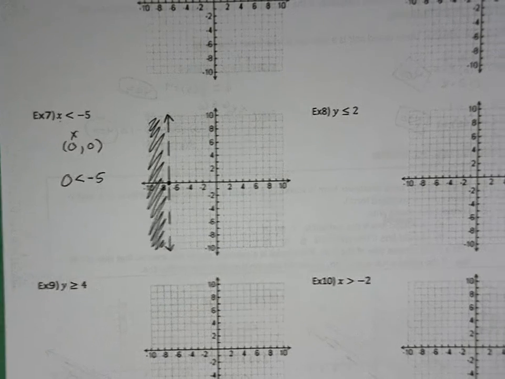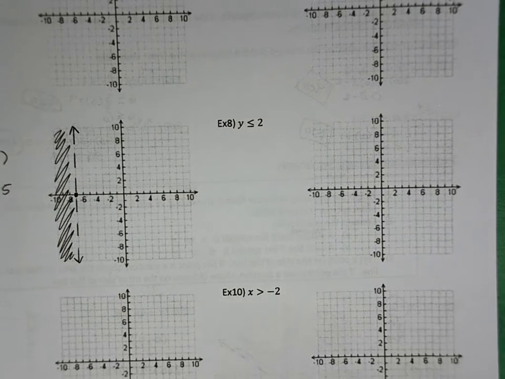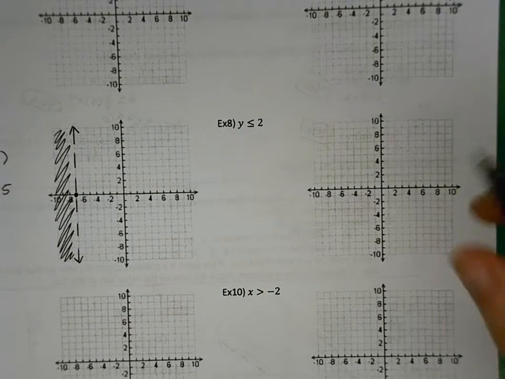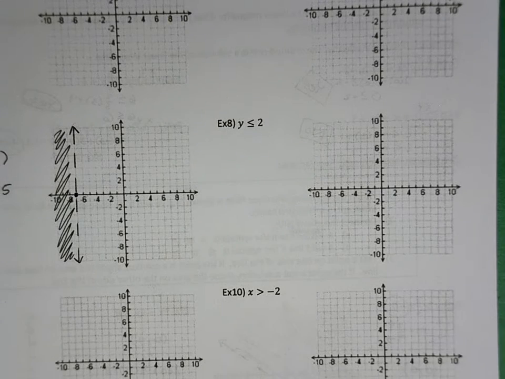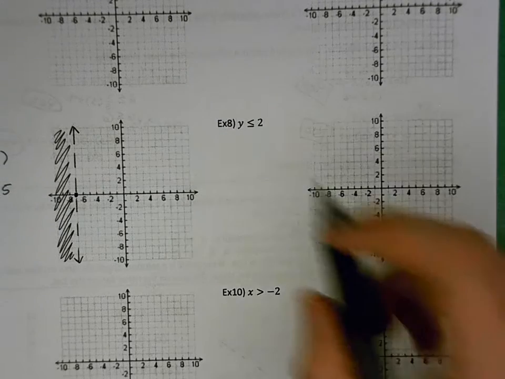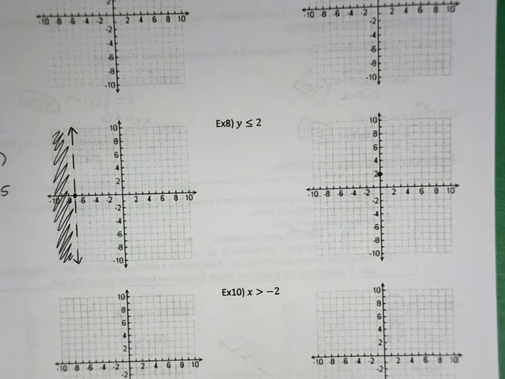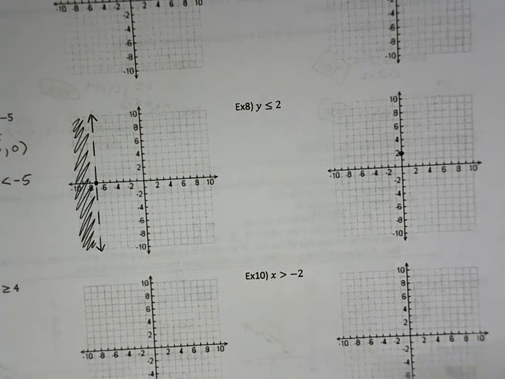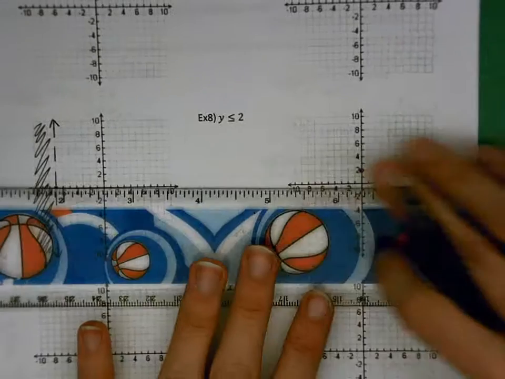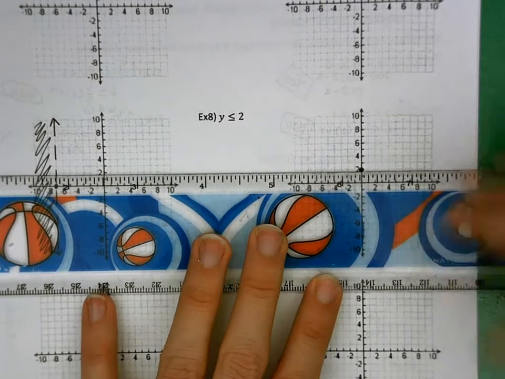Okay, and then number 8, we had y is less than or equal to 2. The y line is a horizontal line because y equals 2 right here, and we're going to cut through that y-axis. So it's going to be a horizontal line side to side. Because this is an equal to inequality, this is going to be a solid line.